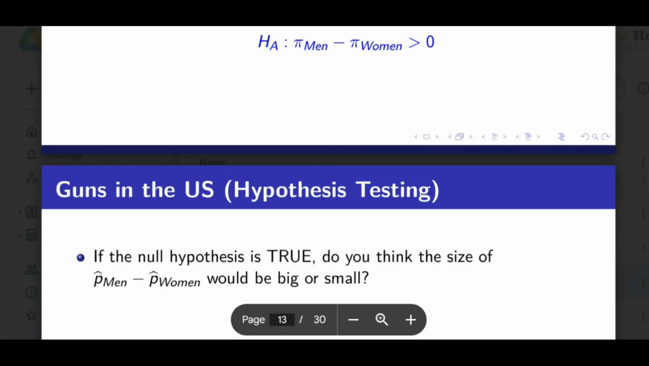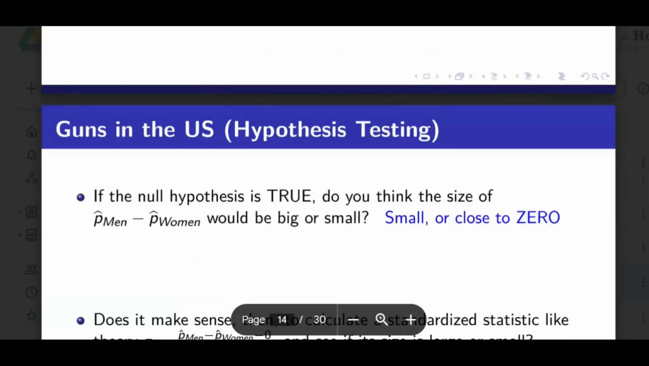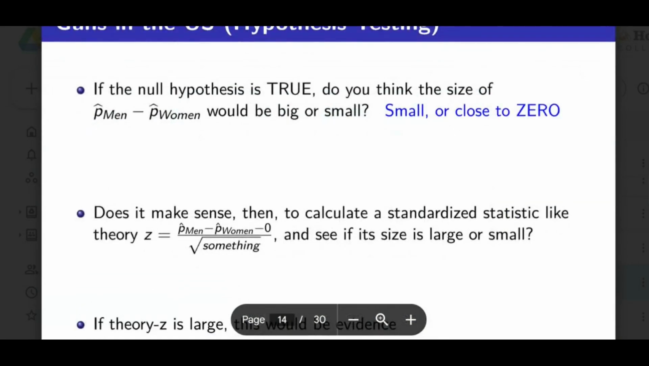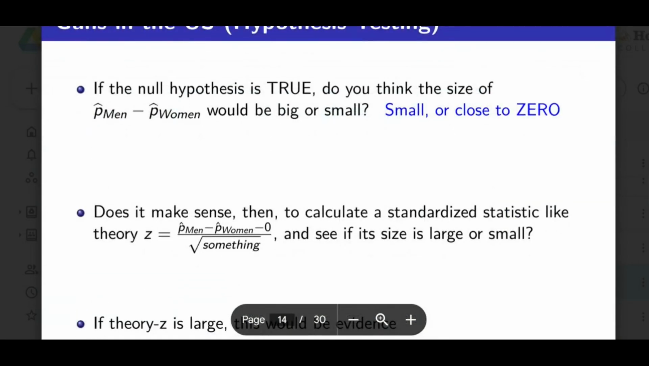So in the sample, there should be very little difference as well. Good. So you anticipate this to be small if the null were true. Hang on to that. All right? Does it make sense, therefore? Okay, so small or close to zero if the null is true.